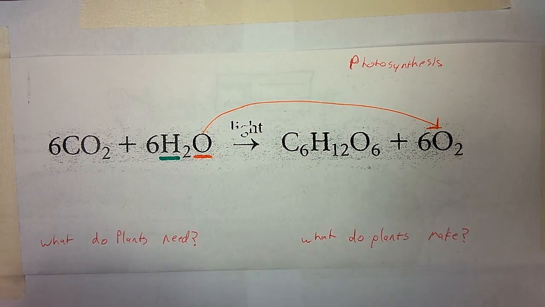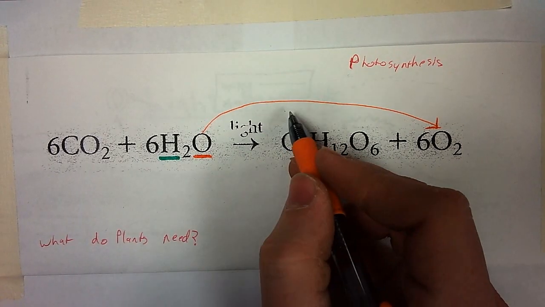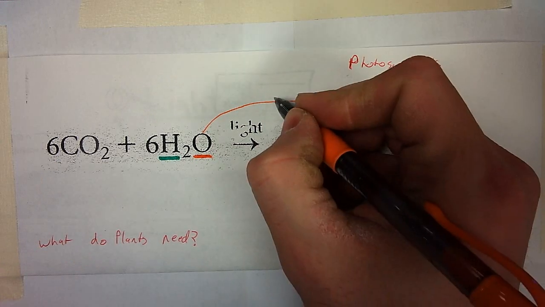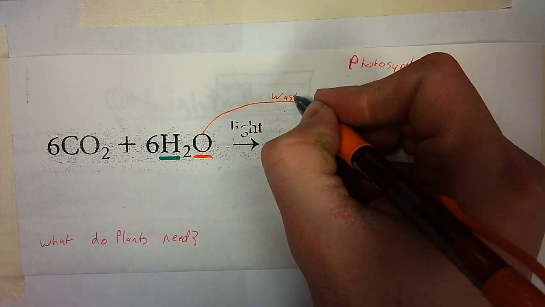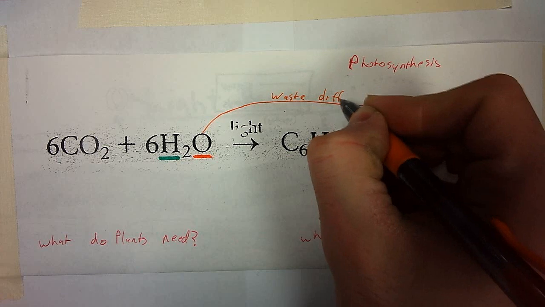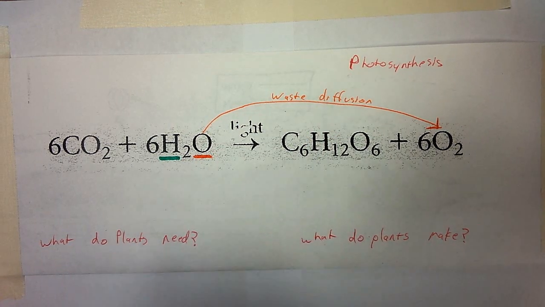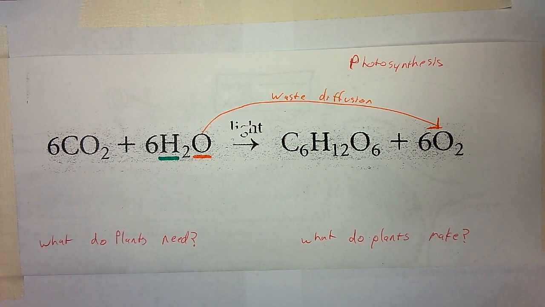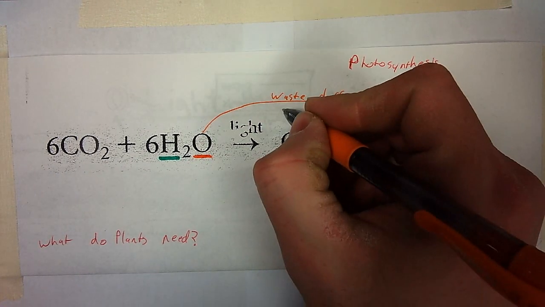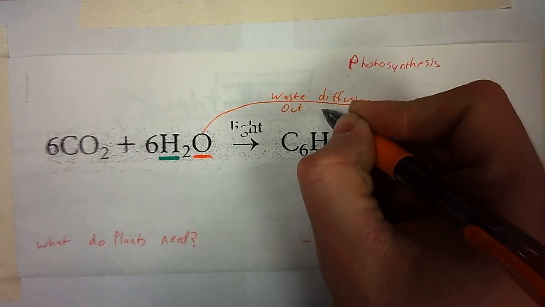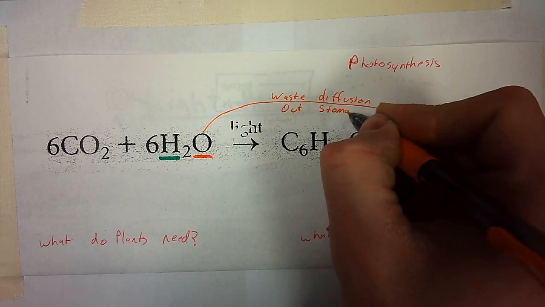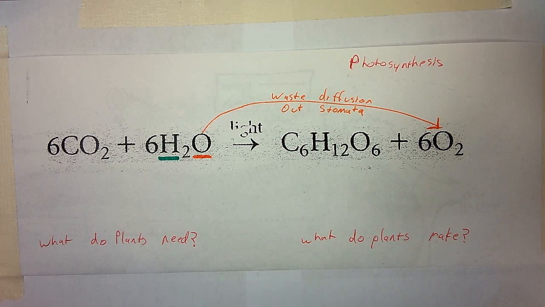And I'm going to make a little note because I just said this is going to leave. We call that process waste diffusion. And I'm going to add in the exact route it takes by saying out the stomata, the pore in the leaf where gases can enter or leave. Great, one down.